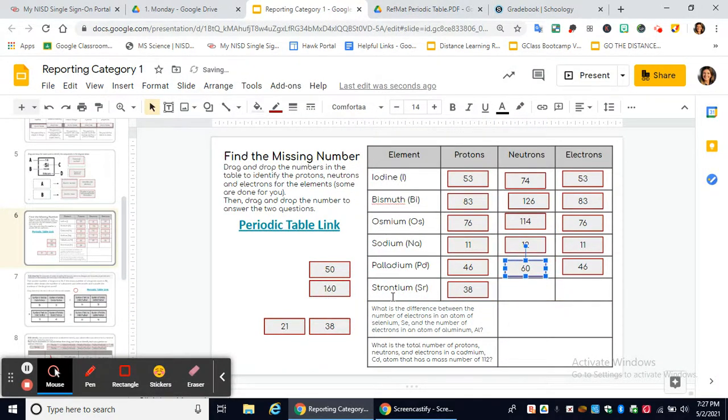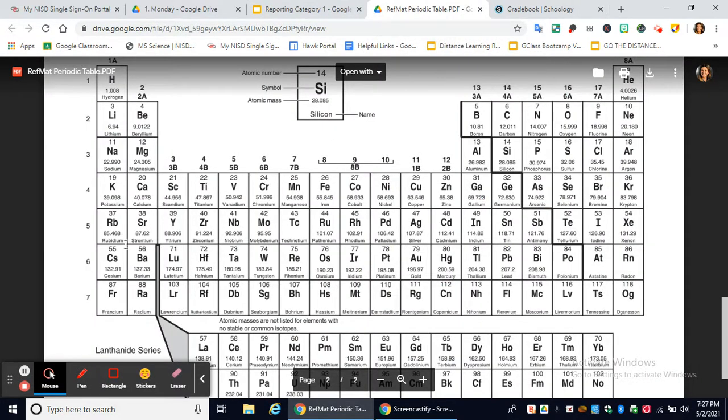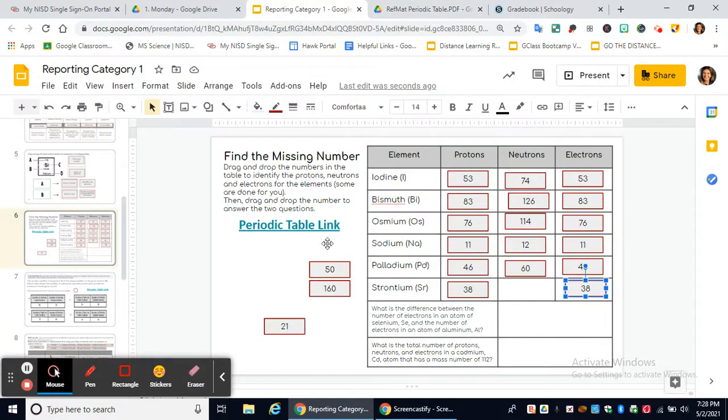And then lastly, we're going to look at strontium, and the number of protons equals the number of electrons in a neutral atom. So to find our number of neutrons, let's go to the periodic table and find strontium, which is here. So 87.6 is going to round to 88. We're going to take that mass number and subtract the atomic number, 38. So 88 subtract 38 equals 50. I'm going to drag and drop that over.